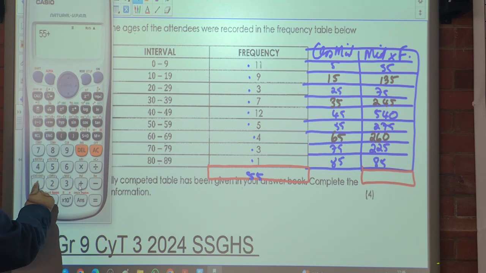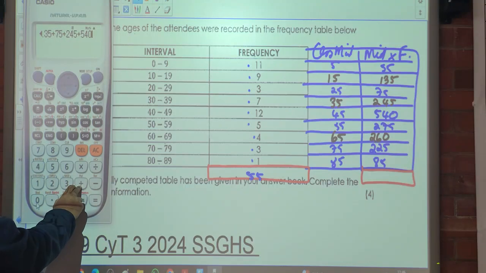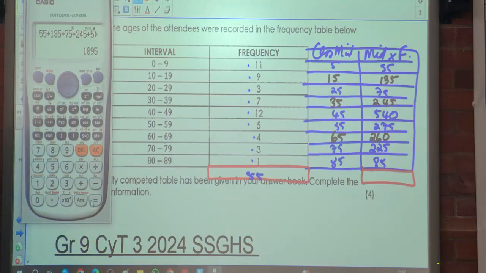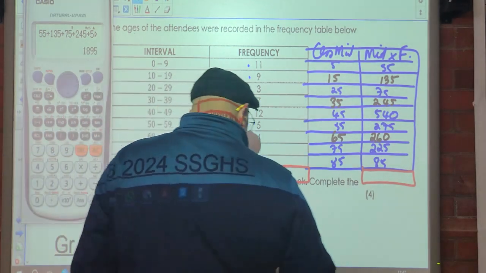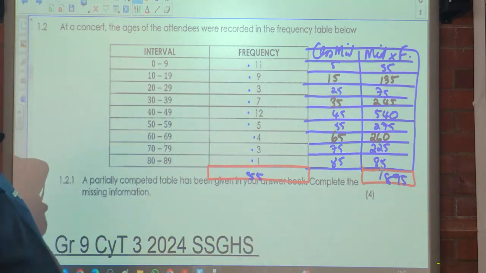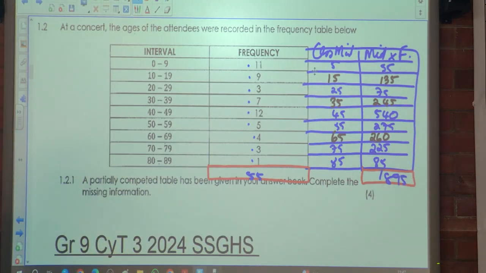55 plus 135 plus 75 plus 245, yes. 540, 275, 260, 225, 85. Gives you 1895, correct? 1895. And then the table is completed for 4 marks. Okay.